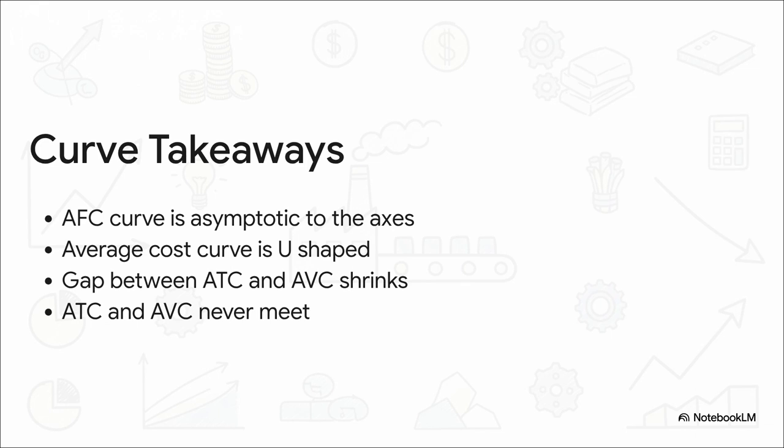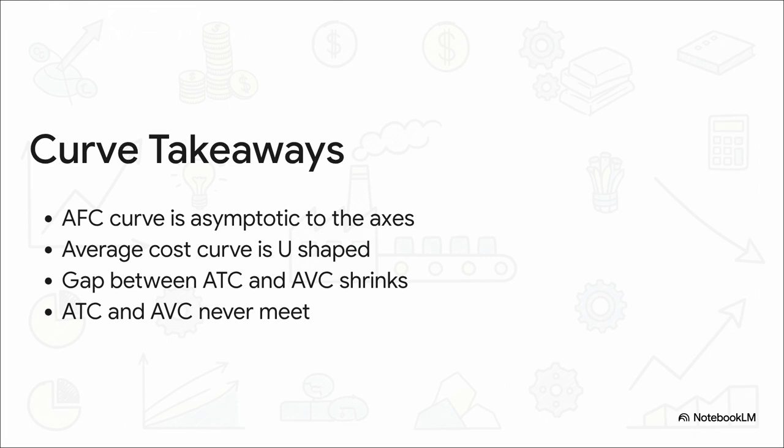First off, notice how that AFC curve falls constantly from left to right. As we spread our fixed factory rent over more and more toys, the cost per toy shrinks. But notice something kind of weird? The curve approaches the bottom line, but it never ever touches zero. Why? Well, because as long as you have some fixed cost, even a single penny, dividing it by any number will never equal exactly zero.